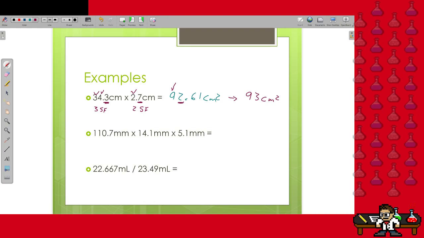For the second problem here, we have 3 different values, but it's done the exact same way as before. We multiply these numbers together. I'm going to get 7,960.437 millimeters cubed.